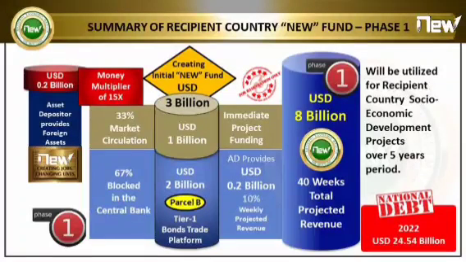Over 40 weeks, the total projected revenue from the private bonds trade program is estimated at $8 billion, which will be utilized for the recipient country's social economy development projects over a 3 to 5 year period.